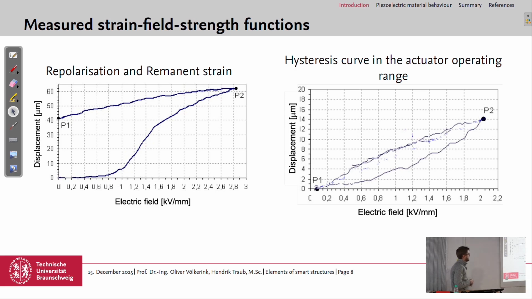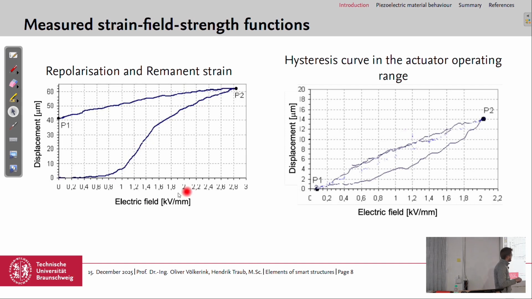We also had a look yesterday at the measured values. So here is the electric field over displacement. We start with 0 field and 0 displacement, and then have the initial polarization up to point P2. This would be Emax, 2.8 kilovolts per millimeter. And if we then remove the field, we have a remanent displacement or remanent strain of, in this case, 40 millimeter displacement.